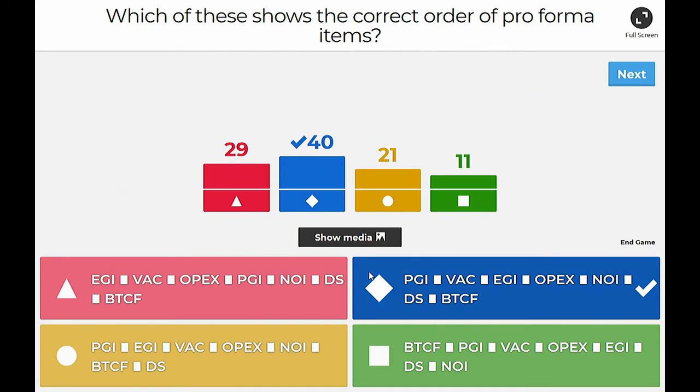So we got 40 blue as the most popular, and as I said, if you know the first one, you can already eliminate two of them. So it starts with the potential gross income, that's PGI. So we can discard the red one and the green one. As I already went over at the beginning, you take out vacancy from your fully occupied building, you arrive at the effective gross income, that's EGI. You take out the operating expenses, calculate NOI, take out debt service, calculate before tax cash flows. So most of you got the correct answer, and that is the blue one.